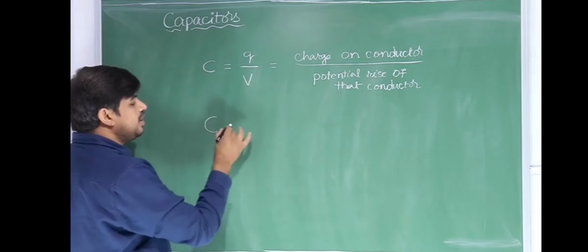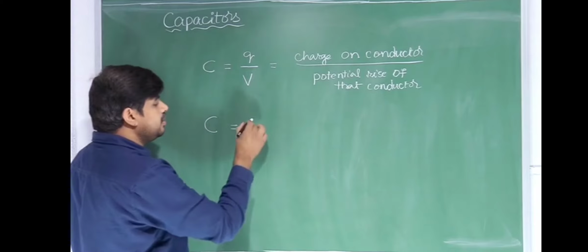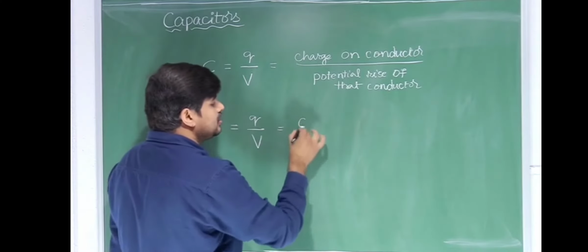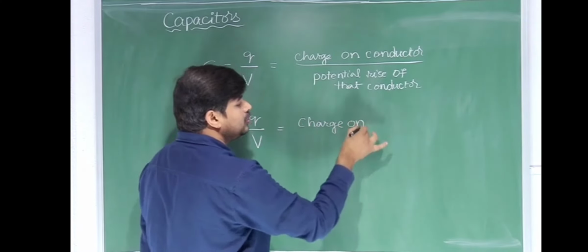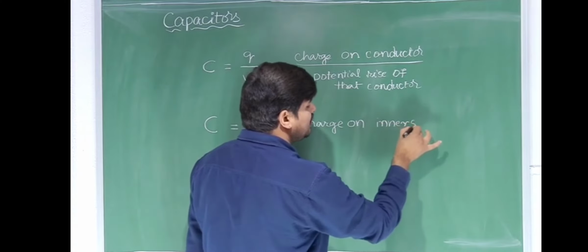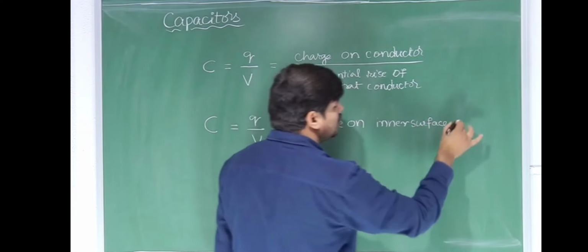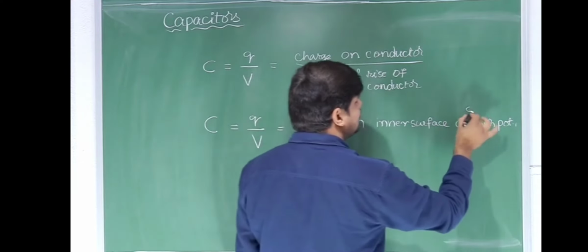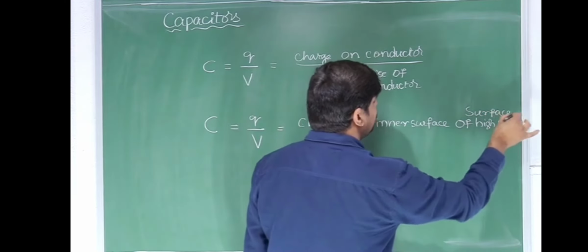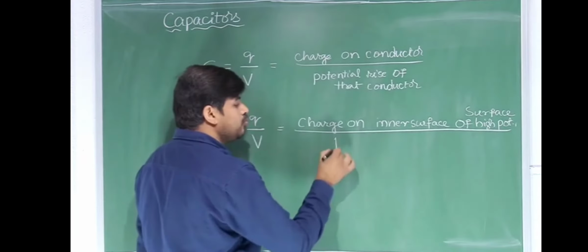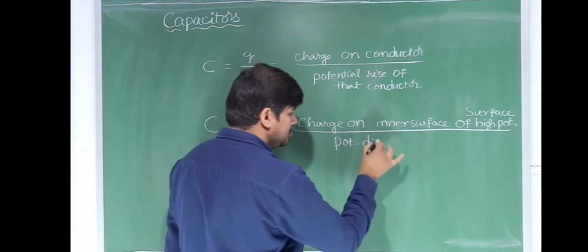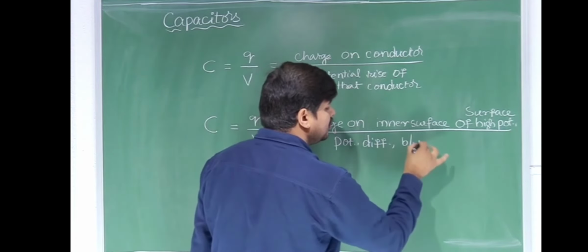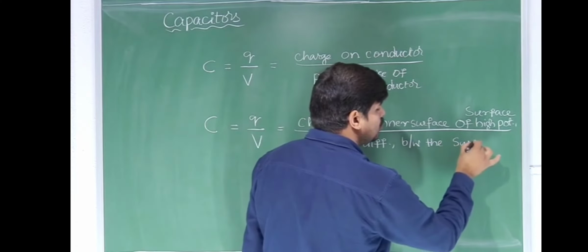When there is a combination of conductors, you can write the same formula in this manner: the charge on the inner surface of the high potential plate, the high potential surface, divided by the potential difference between the surfaces.